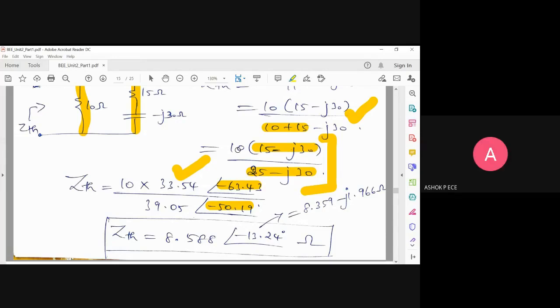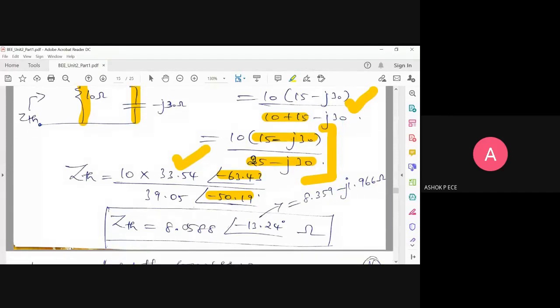It is easy to work with smaller numbers, right? So try to simplify to the maximum extent possible. If you find that simplification is going to be an arduous task, then you can go for directly converting into polar format. The option is yours. So check whether you're getting this answer: 8.588 angle minus 13.24.